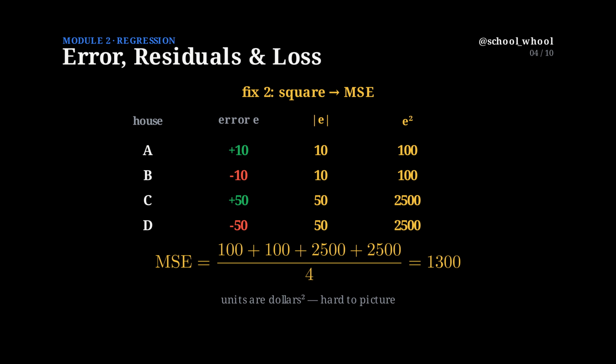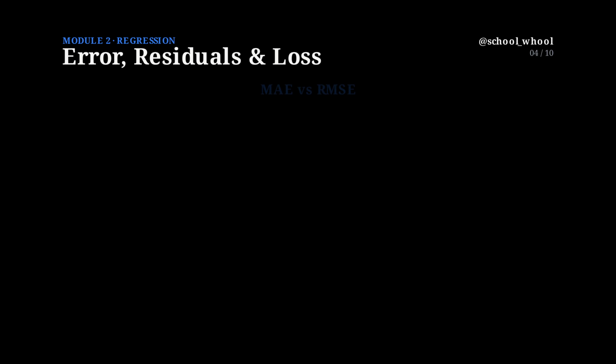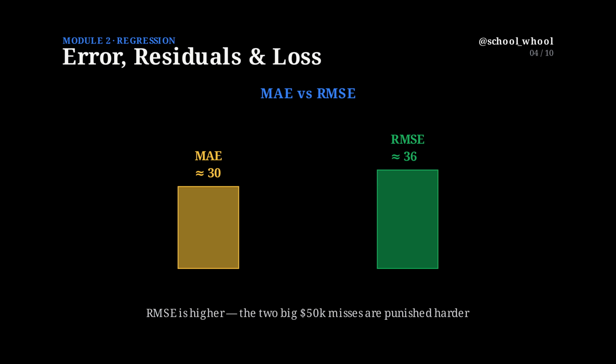To fix the units, take the square root of the MSE. That gives the root mean squared error, RMSE, back in plain dollars. Here it is about 36,000. Notice the RMSE, 36, is larger than the MAE, 30. That is the squaring at work. The two big $50,000 misses get punished harder, so RMSE rises above MAE.